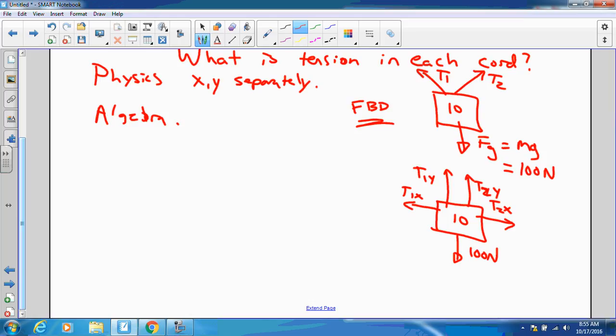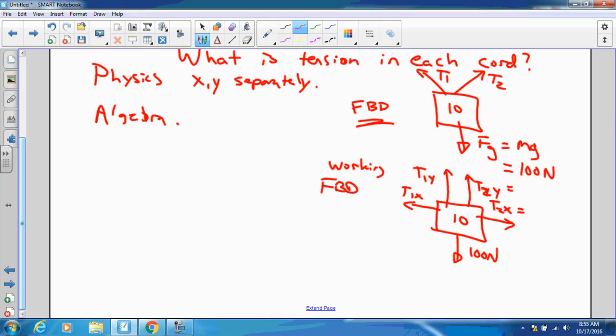Yes? So we should do the second one? No, you're going to do both. Oh, both. This is your official free body diagram. This is your working FBD that we're going to use for computation purposes. Okay?